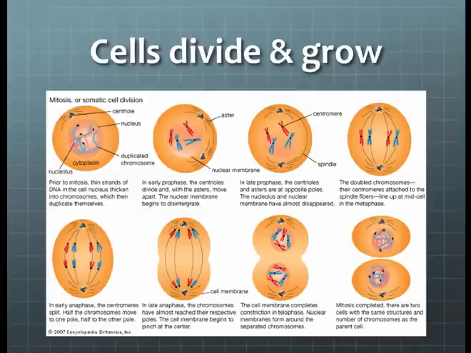Lastly, cells divide and grow. Cells do not last forever. They undergo what is called natural apoptosis. They die off, and then other cells are left to divide and replace those that are lost. They do this through mitosis.